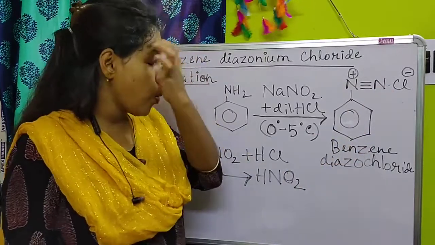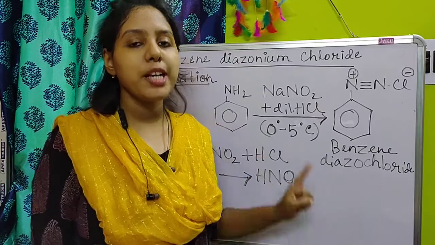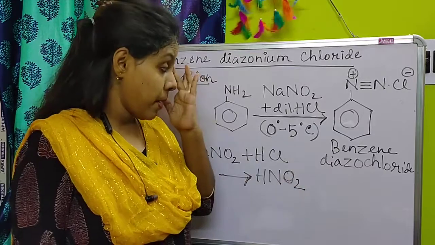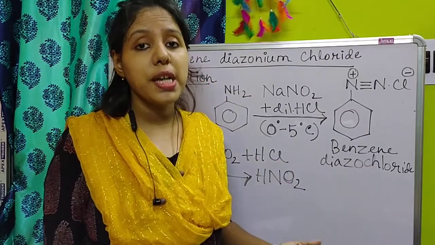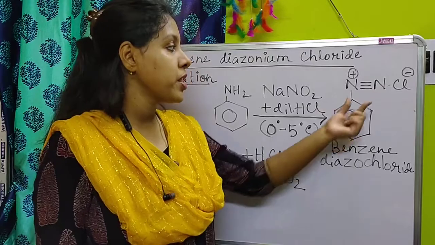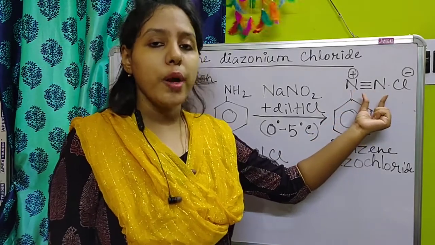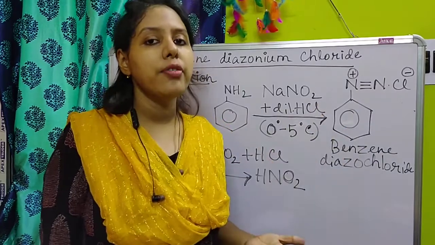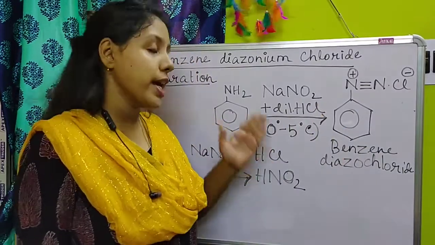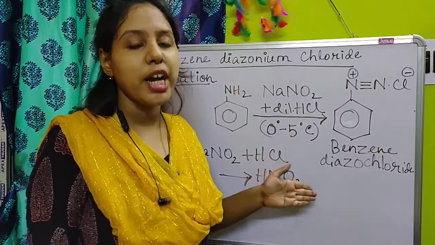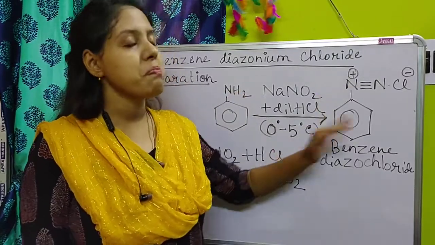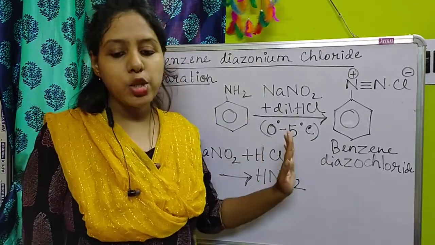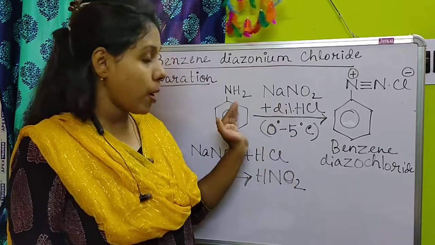Second question is why it is necessary to keep the temperature in this lower region, that is 0 to 5 degrees Celsius. Because if the temperature increases above 5 degrees Celsius, then this diazonium bond, which is also very unstable, could be broken, and therefore it is mandatory to keep the temperature in this region to make this diazonium chloride. Clear? So this is the preparation of diazonium chloride from aniline.